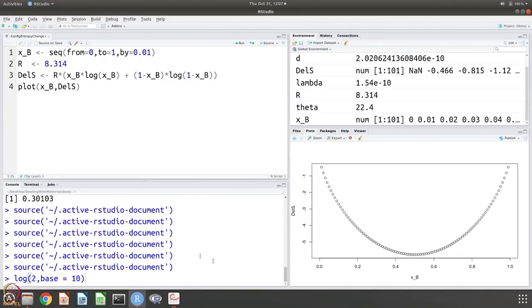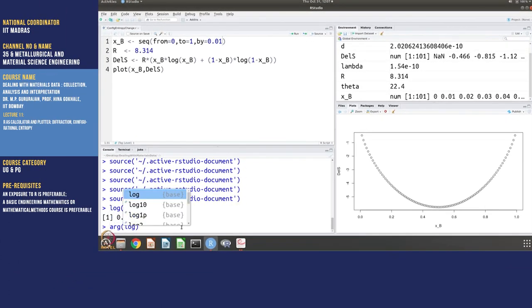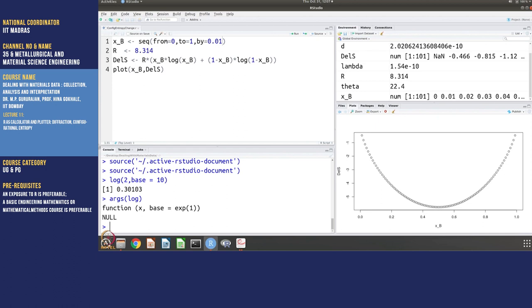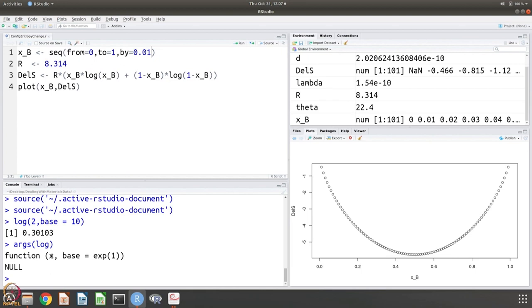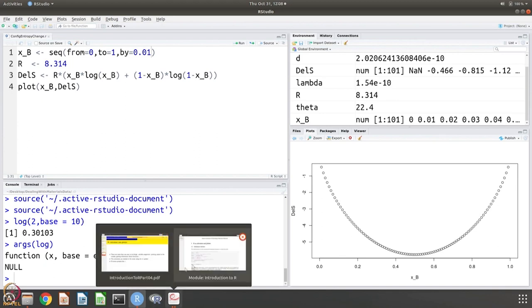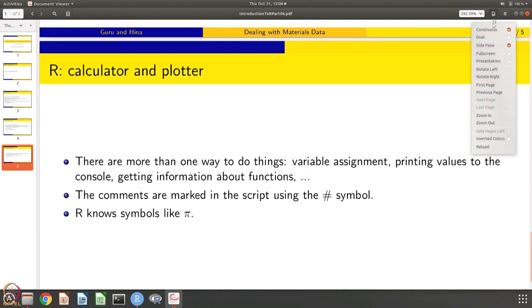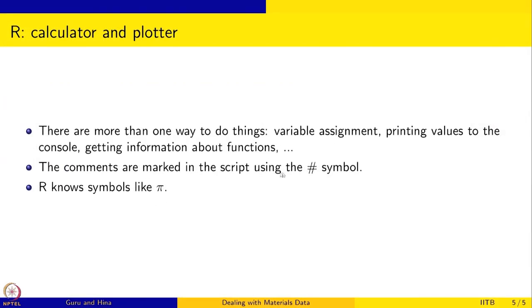So, you can also use this command called args, okay. So, it says that it is a function and it takes x and base is the exponential. So, there are two arguments that you can give for log. One is the x for which you are computing the function and the base of the logarithm that you want to compute. So, there is more than one way of getting information about a function. So, help is one and args is another. Comments are marked in the script using the hash symbol that you saw. Sometimes it is very useful to mark these comments for somebody else who is going to look at your script, and also for symbols like pi. So, that is the point of this exercise.